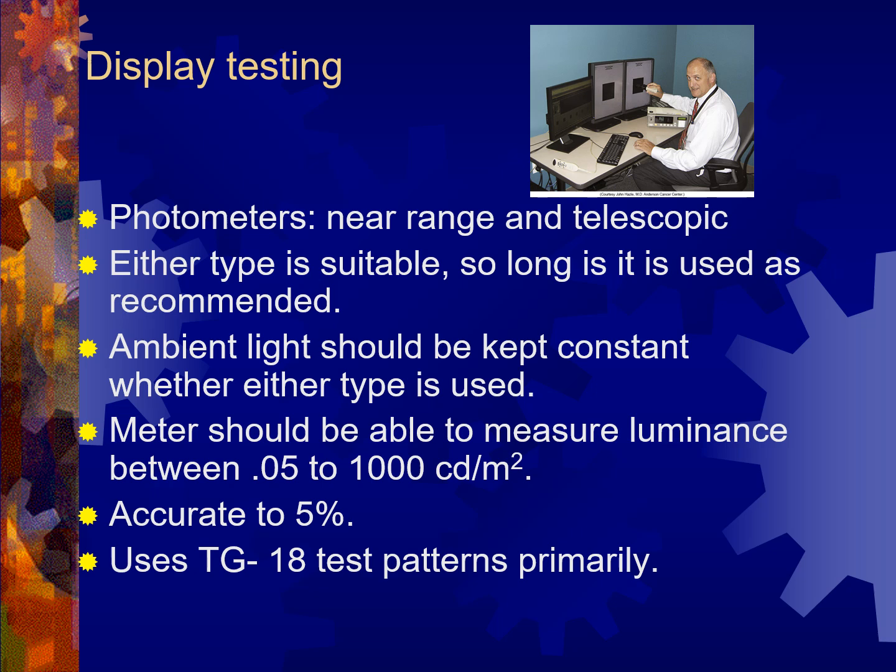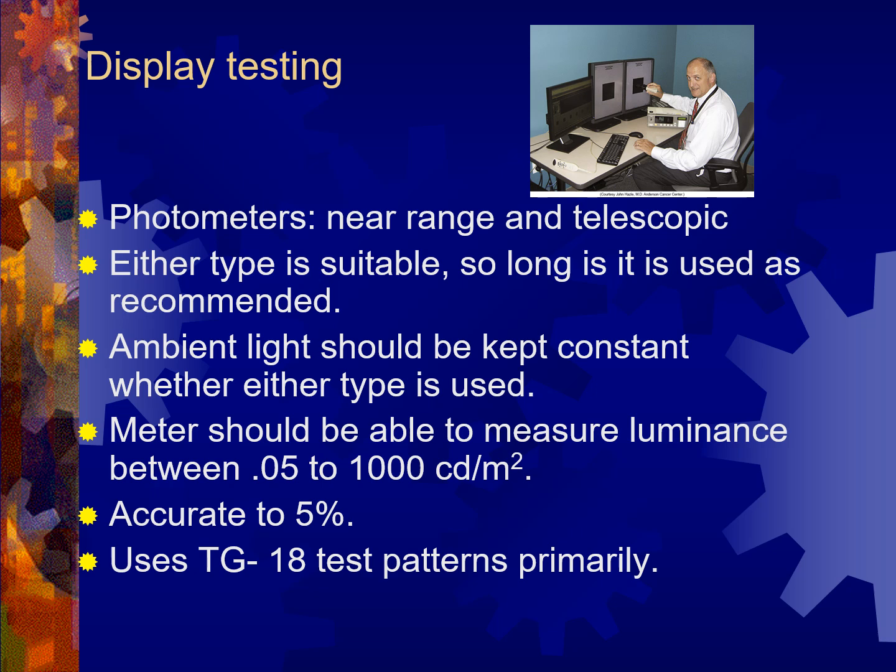Either type works just as well. You just have to use it as intended. Ambient light should be kept constant, so you don't change the ambient light when you're assessing a monitor. You measure it with the working conditions. So if the lights are usually on, you measure it with the lights on. If the lights are usually off, you measure the monitor with the lights off.